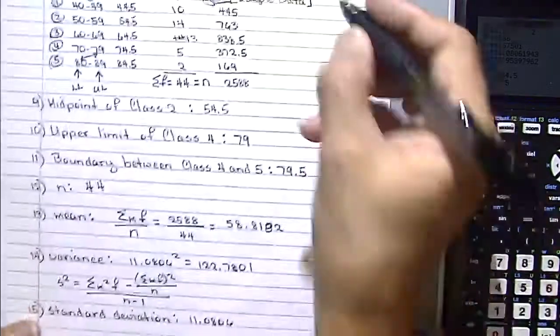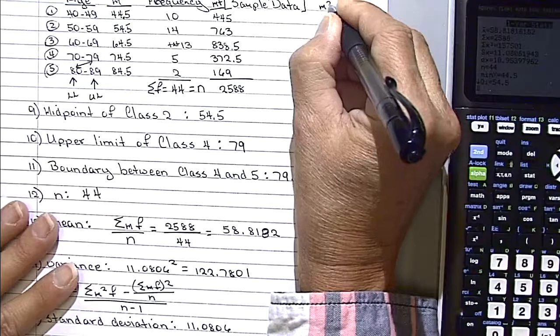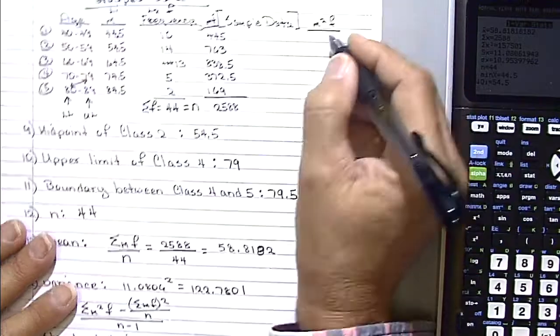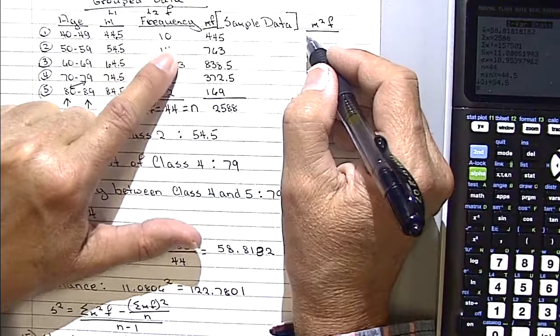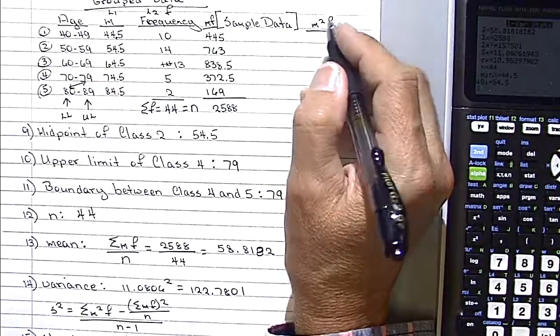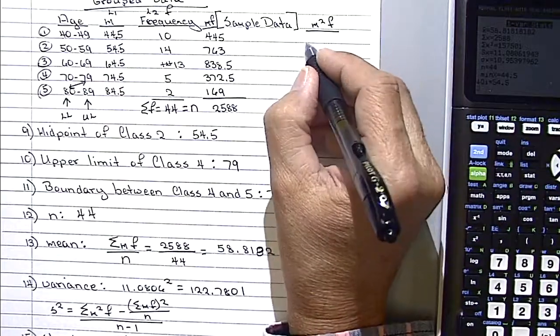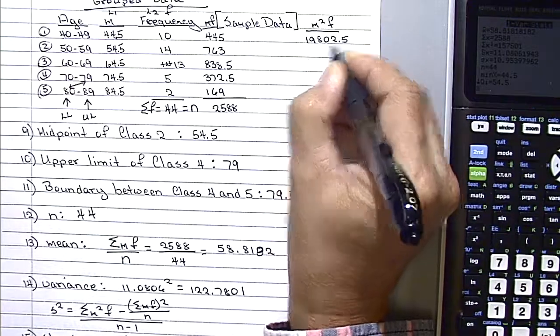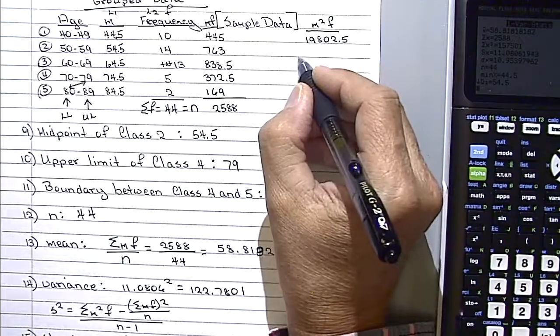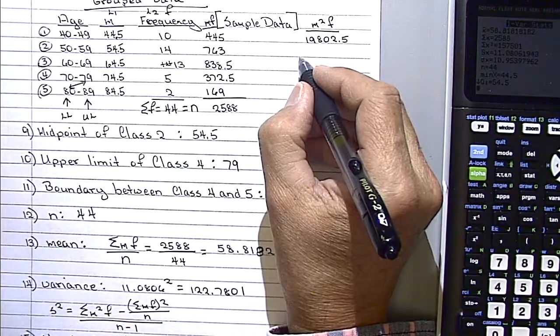So we would have to come up here and add another column, midpoint squared frequency, and we would say 44.5 squared times 10, right? That's how we would do it. I'm going to just give you these numbers in case you're running this without the calculator, so you can check your math, okay? Boy, I can't tell what I wrote there. Oh, there's a 4.